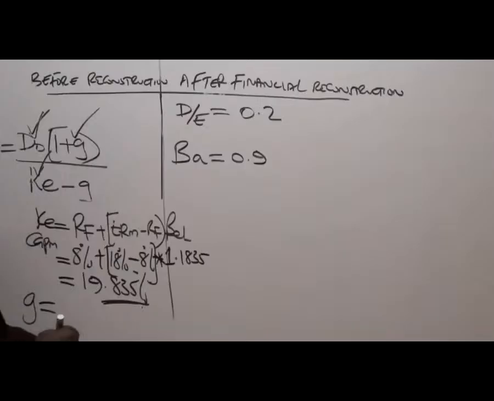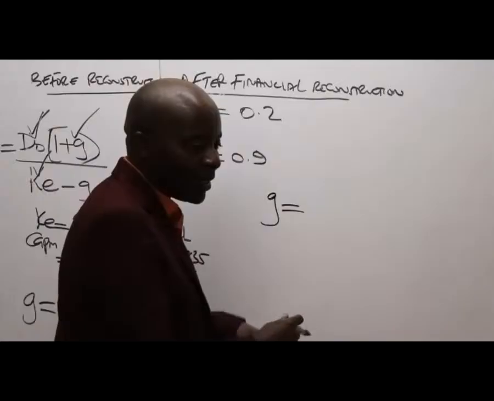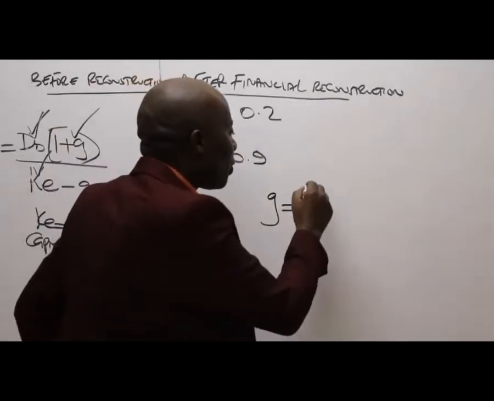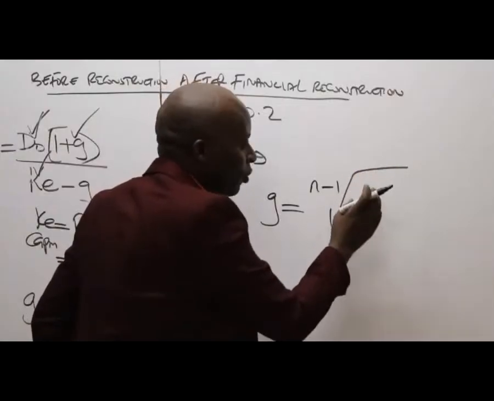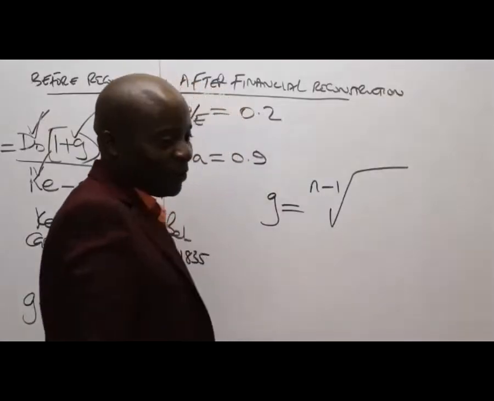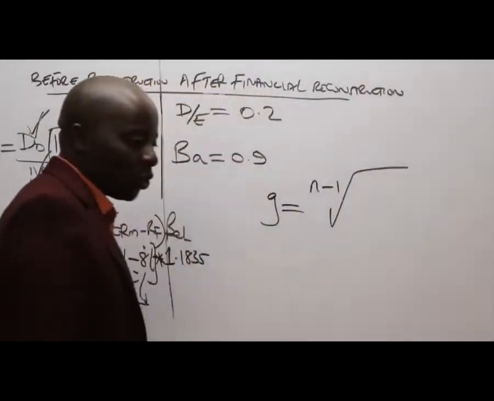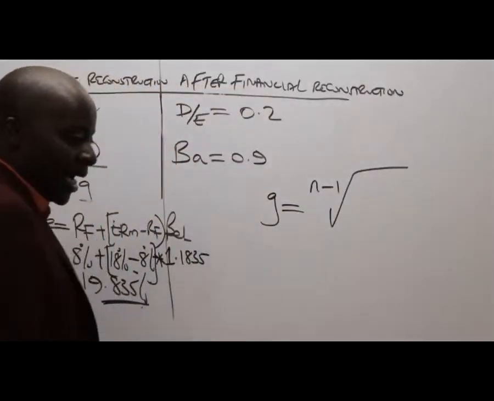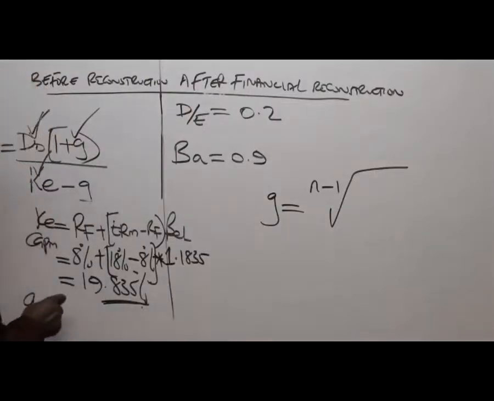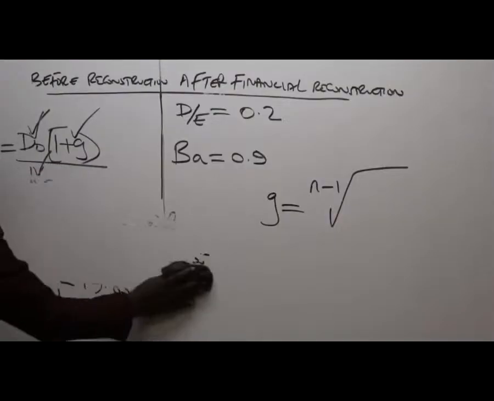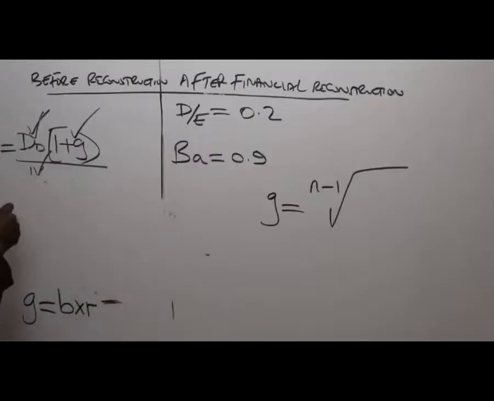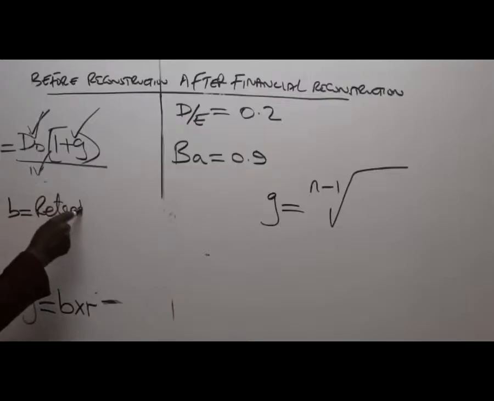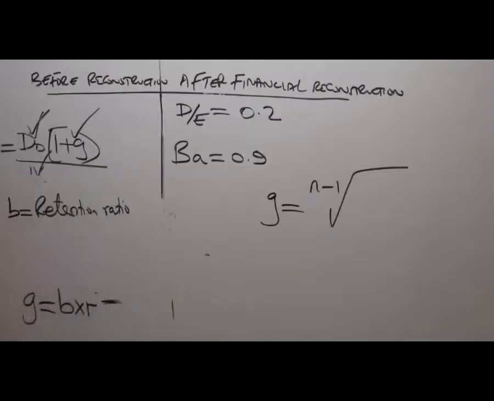Great. So remember, when it comes to growth rate, there are those formulas you must have seen, like the formula with the n minus 1 root of something over something minus 1. That formula cannot be applicable here. The formula we shall use here is growth rate equals B times R, where B stands for the retention ratio and R stands for return on equity.